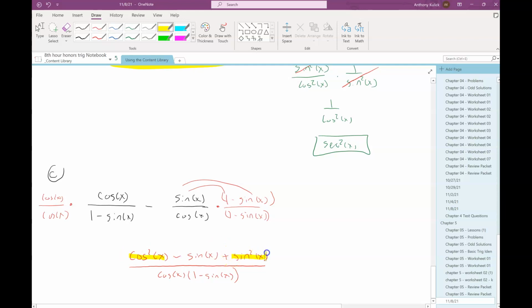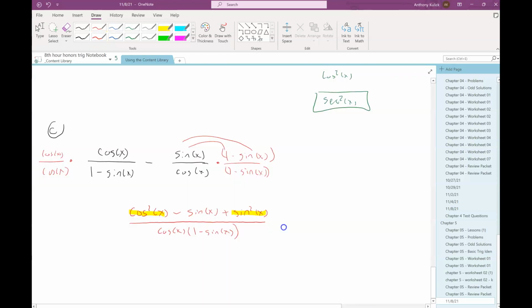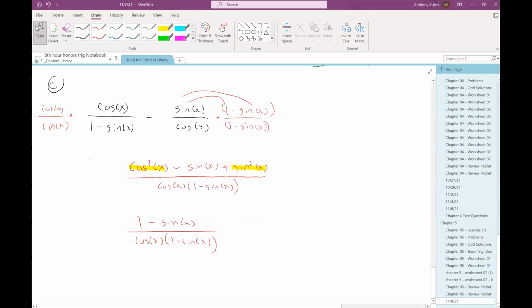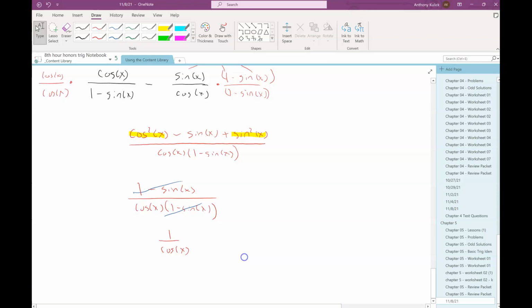Yeah, we have cosine squared plus sine squared, right? Everybody get that? What's that? 1. Whoa, look at that! Now, be careful there, because when you cross those out, you still have a 1 left in your numerator, right? And we'll just call that secant.